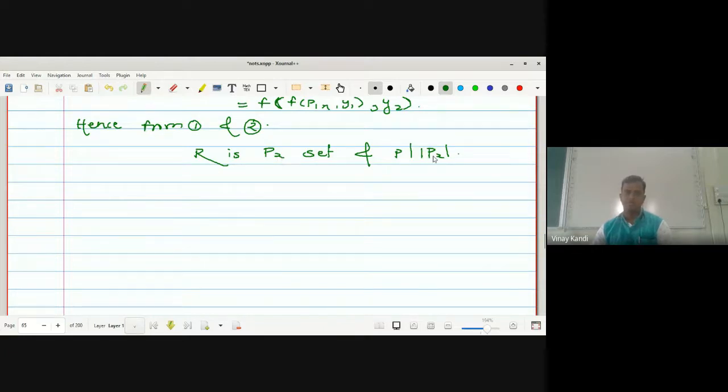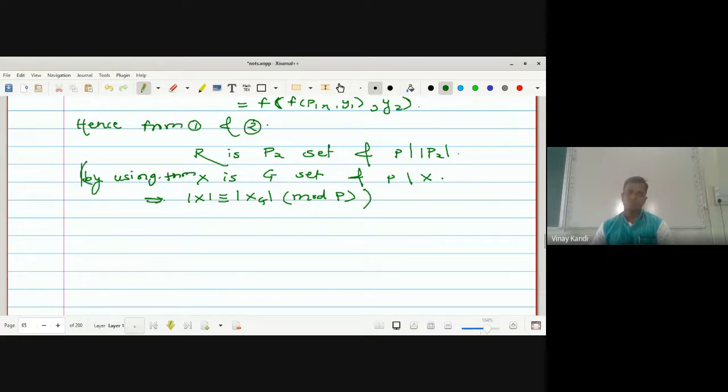So hence, R is the p2 set and p divides the order of p2. X is a G set and p divides the order of G. Then what we have? Then it implies order of x is congruent to order of x^G mod p, by using this theorem. So here we get, instead of x, order of R is congruent to order of x^G.